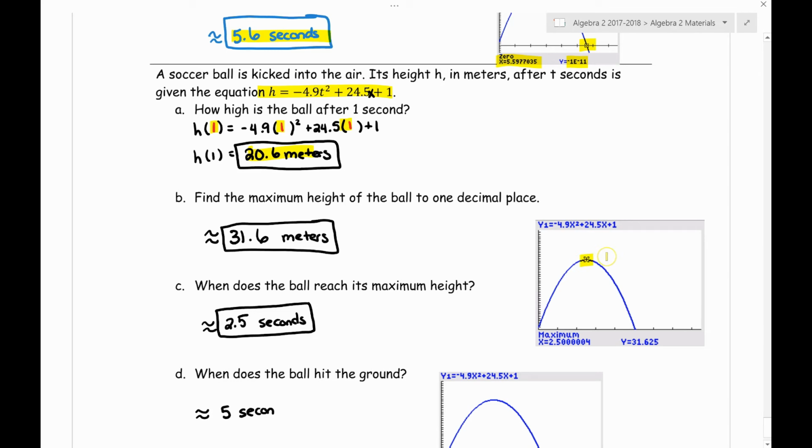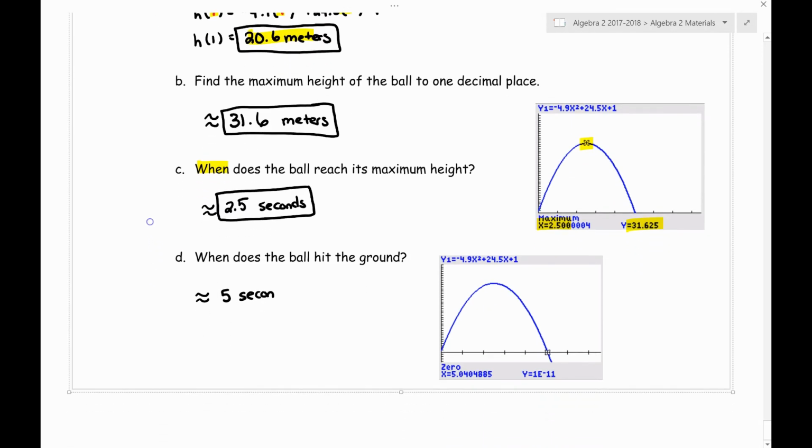Again, we're looking for the vertex. The maximum height is about 31.6 meters. So when does the ball reach the maximum? The key here is when. I'm looking for the seconds. The seconds is about 2.5. And when does the ball hit the ground? Again, this should be a D, and an S. When does the ball hit the ground? It is going to hit the ground over here after about 5 seconds.